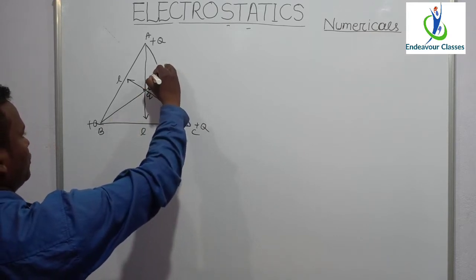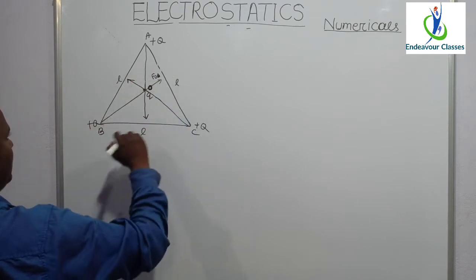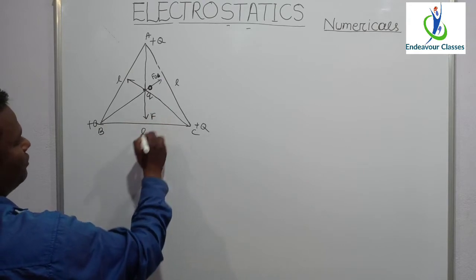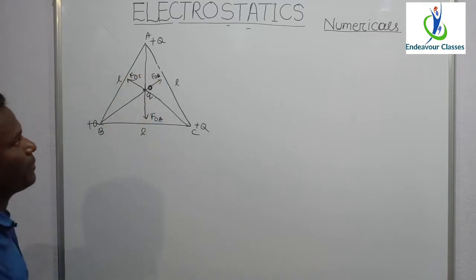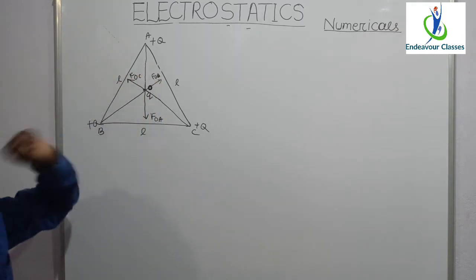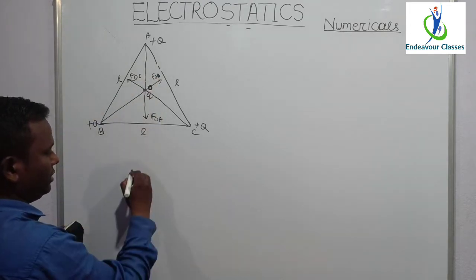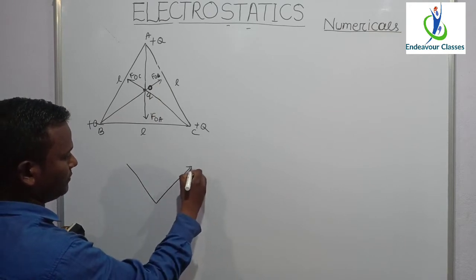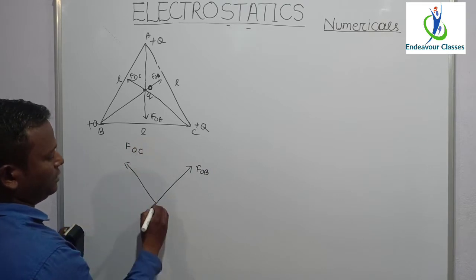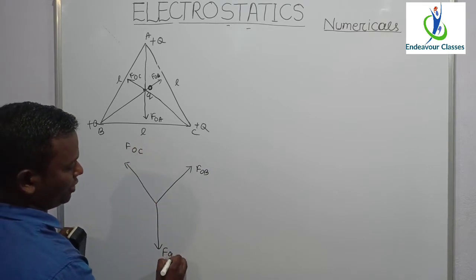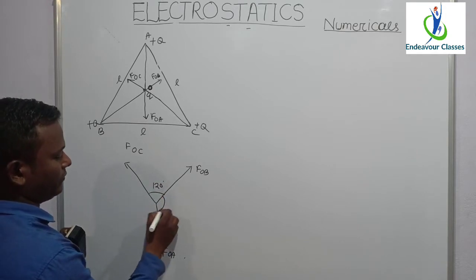So this is, let this force be FOB, force on the charged particle located at O due to the charged particle located at B. Similarly this will be FOA and this will be FOC. So now we have got three forces acting on the charged particle small q. If we redraw the three forces, it will look like this. So this is FOB, this is FOC, and this is FOA. From geometry, each angle will be 120 degree.